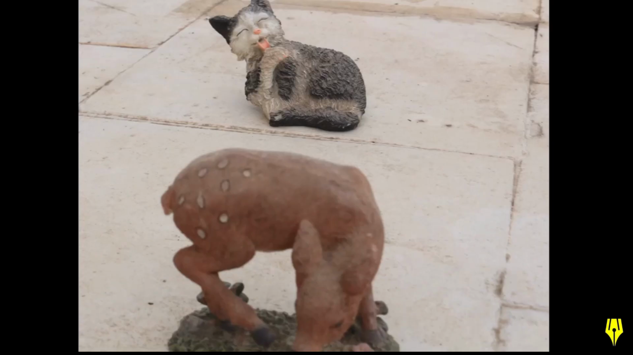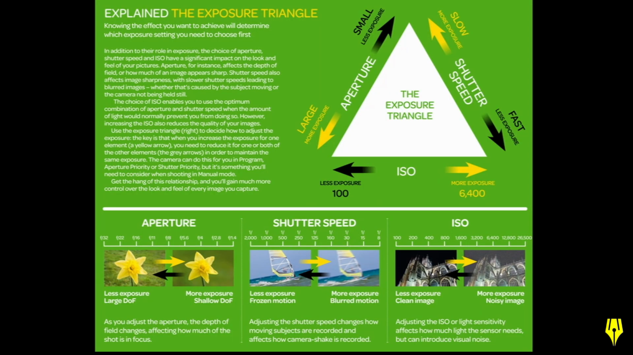We can see that both the objects have become very clear. So a larger f-stop number, a larger aperture number, will make the entire scene clear.